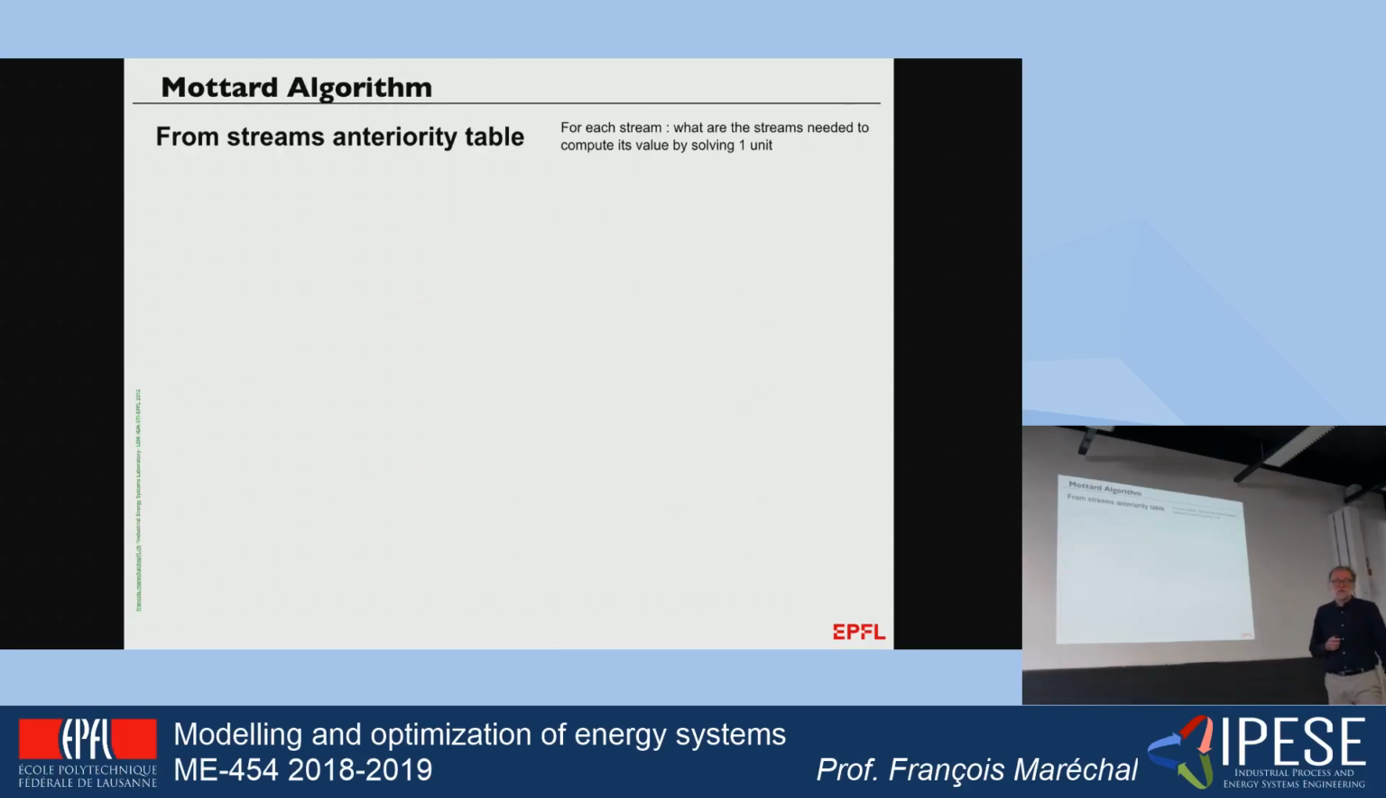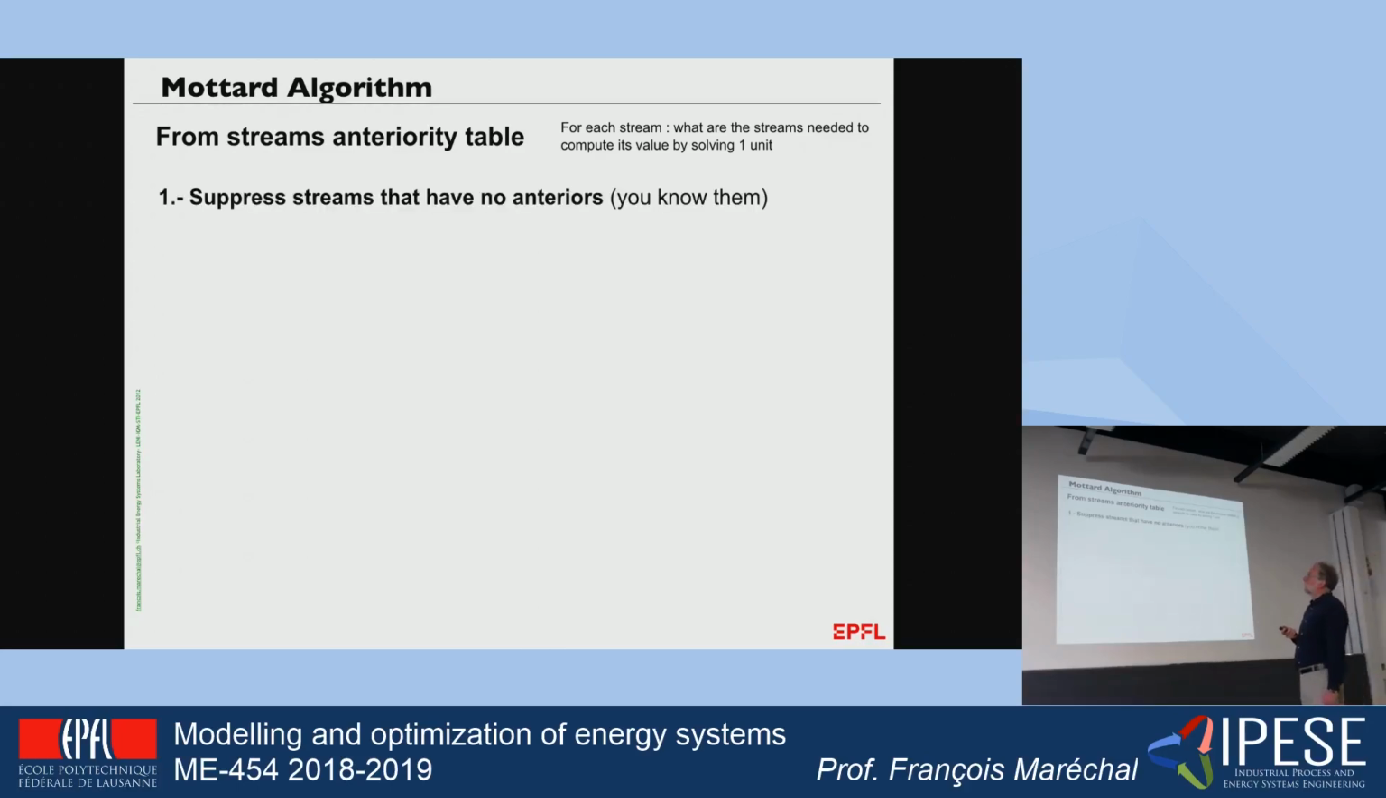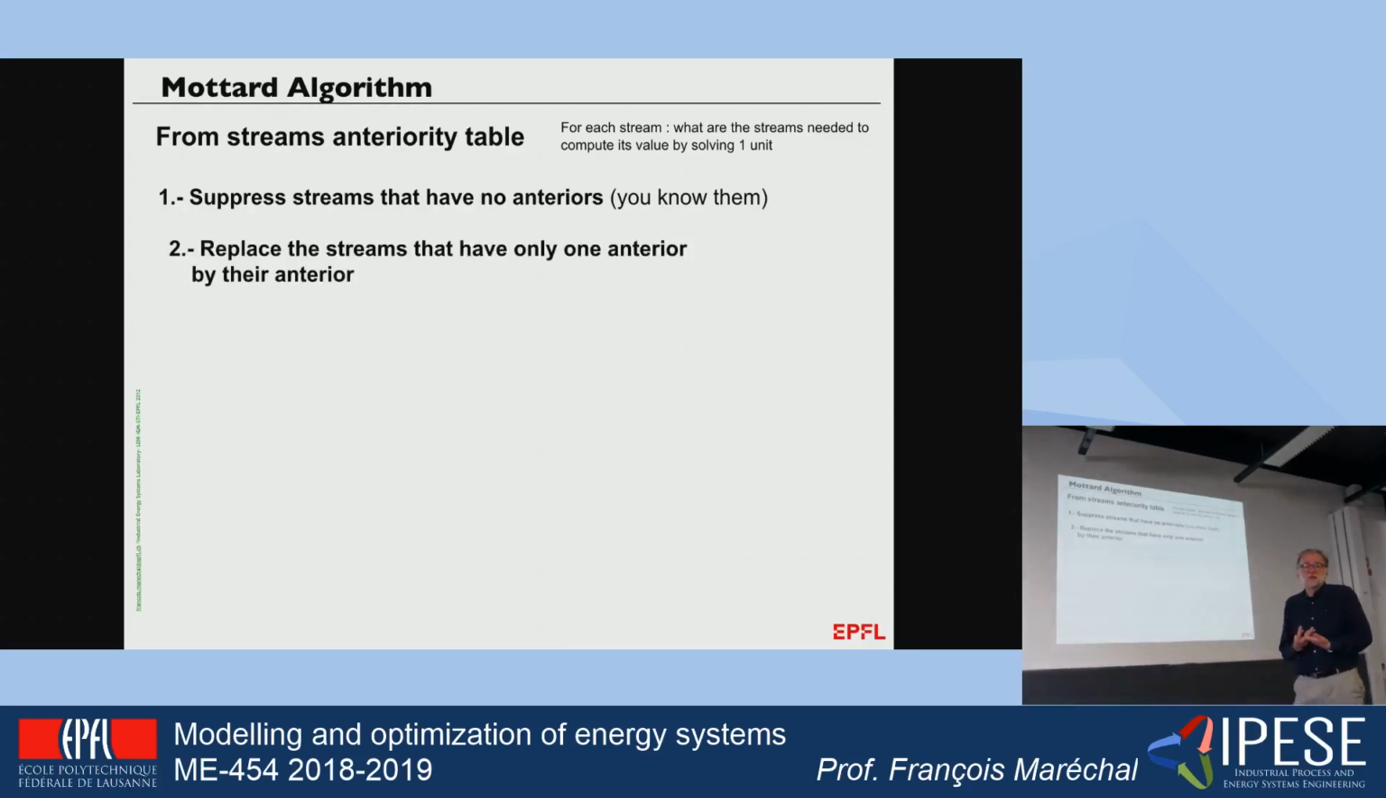So there is an algorithm that is named the Mottard algorithm that allows to define the sequence. And how does it work? First, what we can say is that if there is no anterior left, it means that I know the stream. So if nothing is needed to calculate my value, then I know the value. It means also that if I need 2 to calculate 3, then each time I see only 2, I can replace 2 by 3.